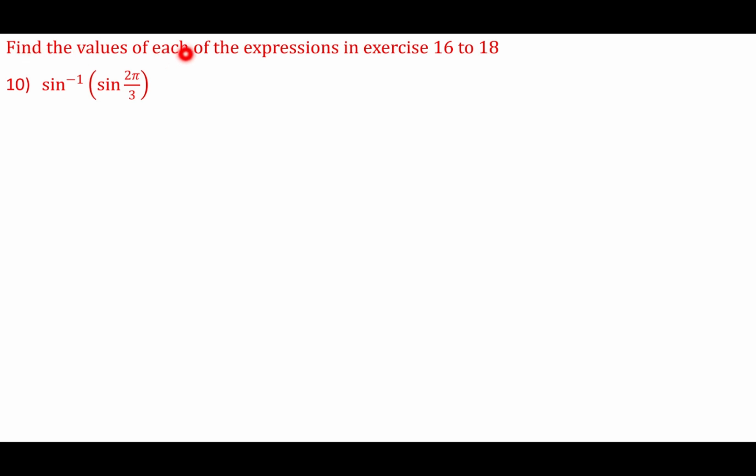Question 10. Find the values of each of the following expressions. Sine inverse of sine 2 pi by 3. I cannot cancel sine inverse and sine, because 2 pi by 3 is 120 degrees, which is not in the range of sine inverse. We know that the range of sine inverse is negative pi by 2 to pi by 2, from negative 90 to positive 90. But this is 120. So I cannot cross out sine inverse and sine.